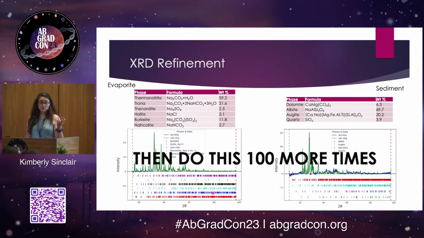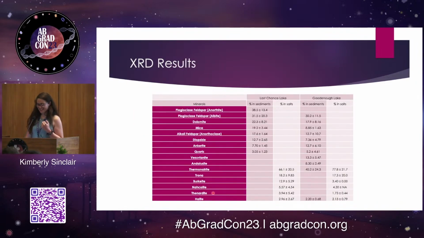So then you do this a bunch more times because you're a graduate student and you do a lot of labor, and you take a lot of samples. And this comes together into the complete XRD results from this study. So I've divided this into results for Last Chance Lake as well as Good Enough Lake, and then in each respective lake, the sediments and the salts being the evaporites around the lake shore as well as the precipitates in the lake. On the left-hand side, we have all the different mineral phases we've identified.